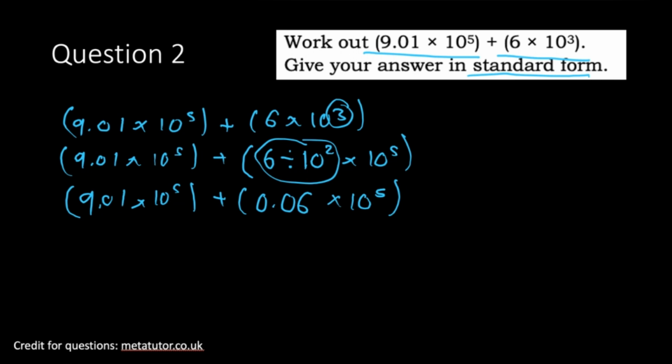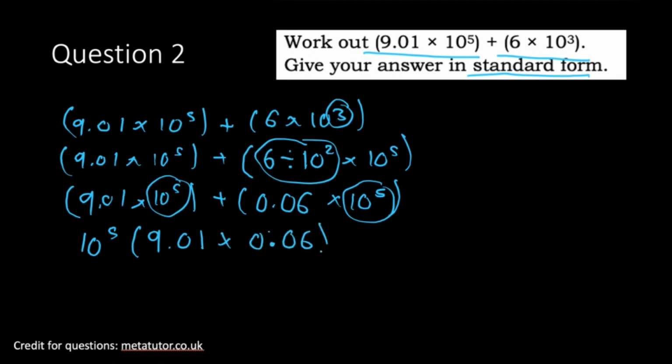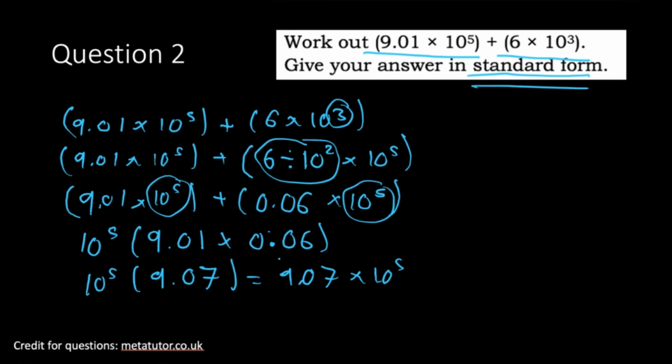Again, the reason I did this is because now we have a common factor, which is 10 to the power of 5. So we take out the common factor, 10 to the power of 5. This will give you 9.01 plus 0.06 inside the brackets. And then if you finish off the brackets, this would be 9.07, which is 9.07 times 10 to the power of 5. And the question is asking you in standard form, and this is indeed in standard form, so this would be correct.